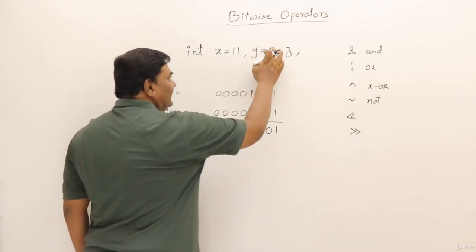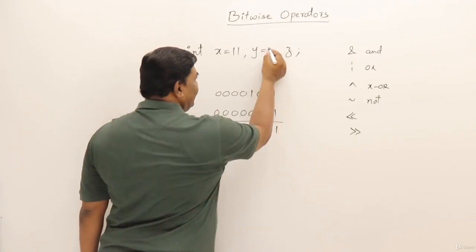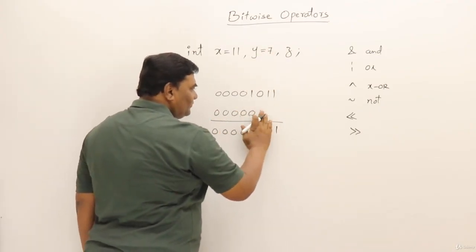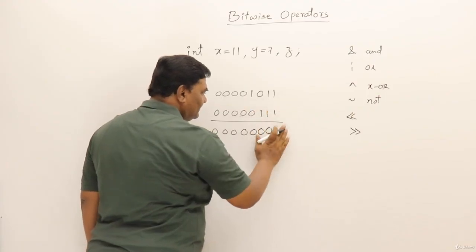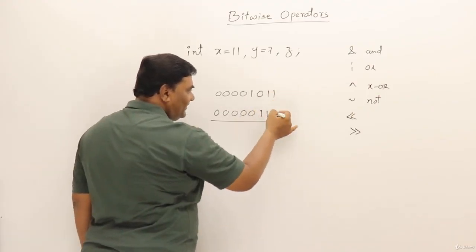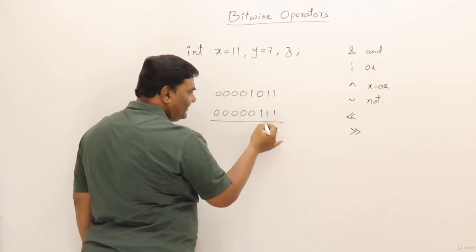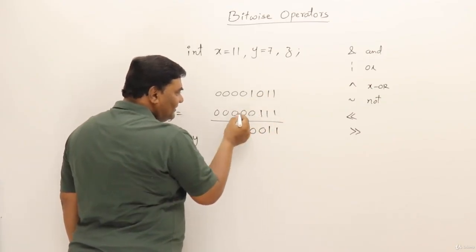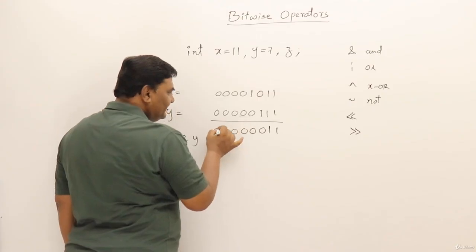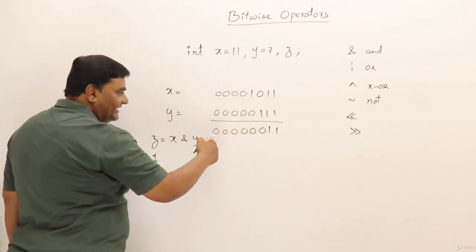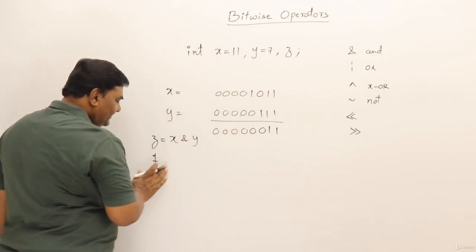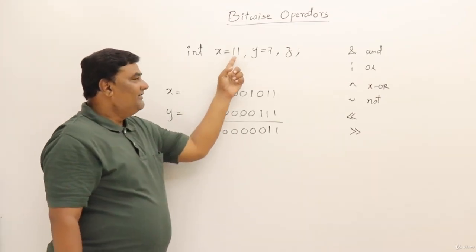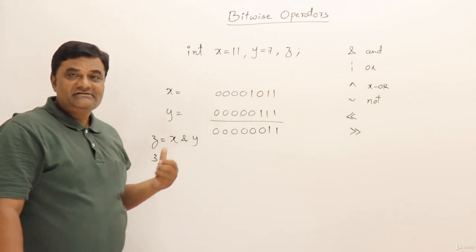I'll change the value. Instead of 5, I will take 7. Let us see what will be the result. 7 is 111. Then what will be the result? 1 and 1, 1. 1 and 1, 1. 0 and 1, 0. 1 and 0, 0. And all these are zeros only. Then in binary form, this is 1, 1. So in decimal form, it will be 3. So 11 and 7 result is 3.